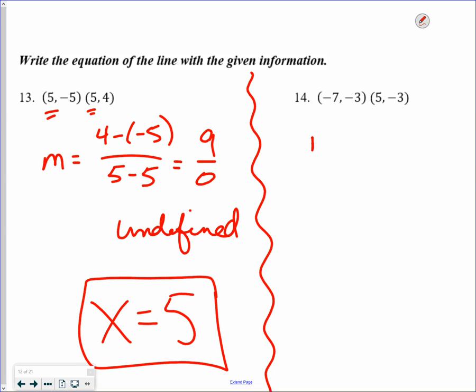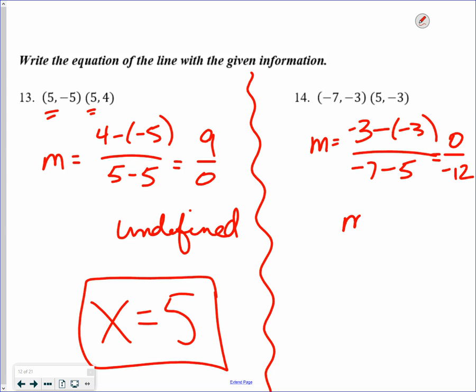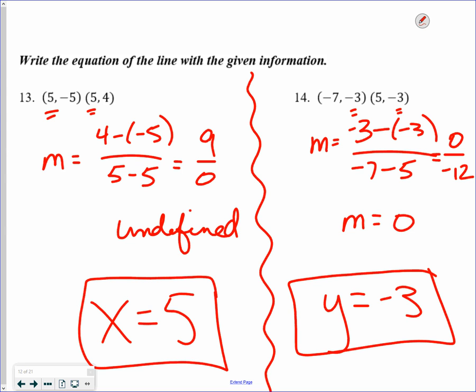The next one's the same way. You're going to have y minus the y over x minus the x. You end up with a 0 on top. That makes a slope of 0. All slope of zeros are y equals lines, and you will notice that the y value is the same in both because it's y equals negative 3.